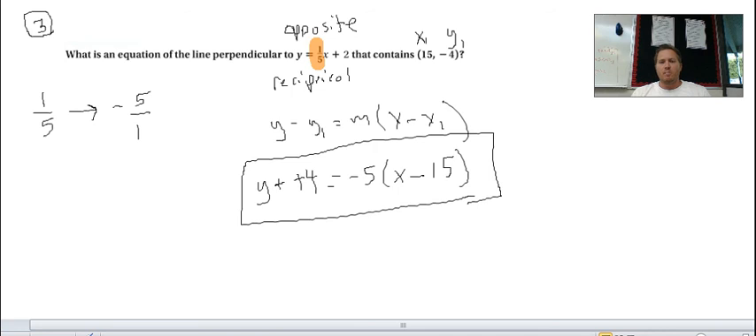Just remember, parallel lines are going to have the same slope. Perpendicular lines means that you need to have the slopes, when you multiply them together, the product will equal negative 1. How do you know what that number would be? You take the opposite reciprocal, meaning if it's a positive, now it's a negative. If it's a negative, now it's a positive. So if you take the opposite reciprocal of the slope, that will give you the slope that will make it perpendicular. Sounds good? Alright, see you guys.